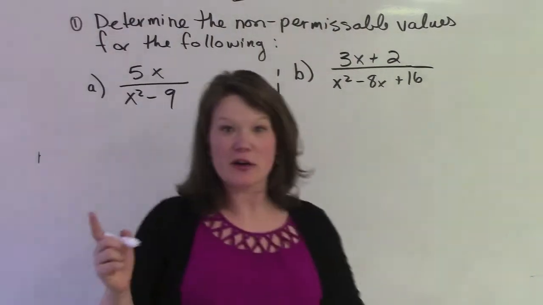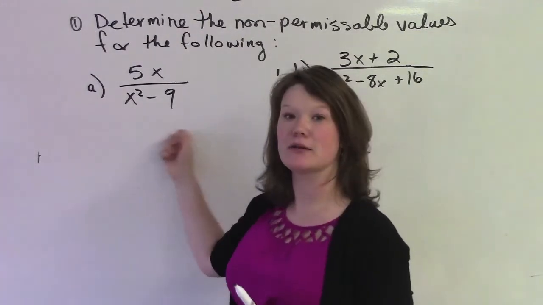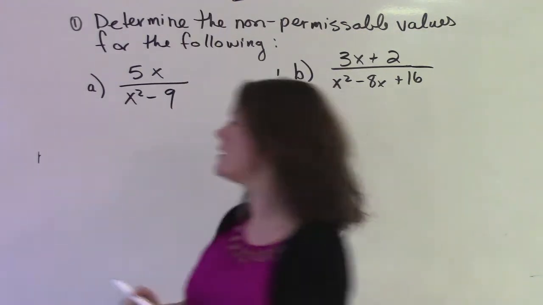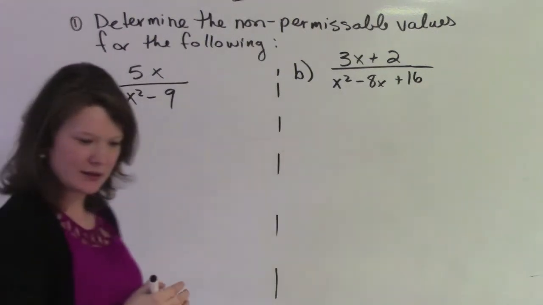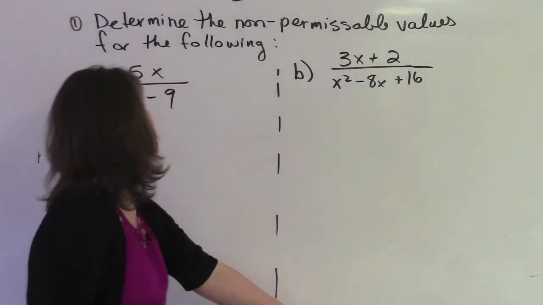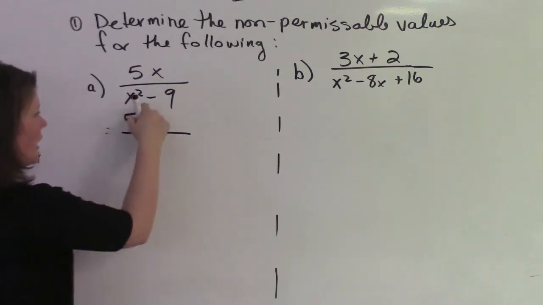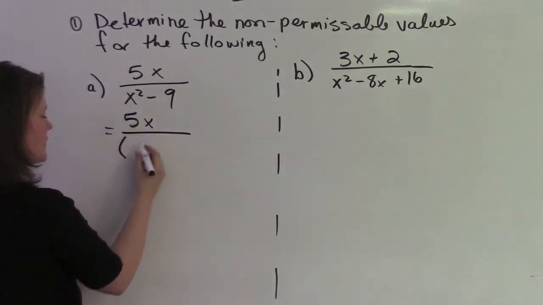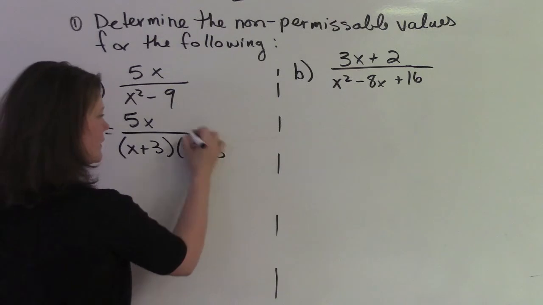So first things first, we need to discover where the denominator equals 0. What do we need to do? We need to factor. So we have 5x over, I can't really do anything to factor that, but I can with this. It's just a difference of squares: x plus 3 and x minus 3.